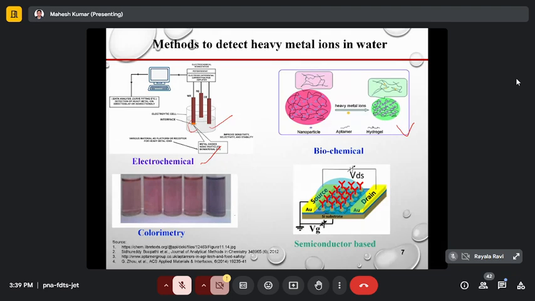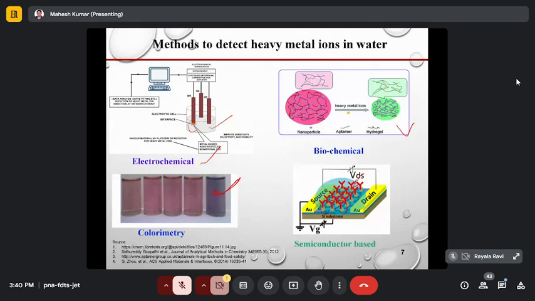The third one is colorimetry. If you mix some chemicals, you can see how much the color changes; in this diagram, based on the color, the concentration is very high here and less here. Another option is semiconductor based. We can functionalize the gate area, and when these ions come, we see how the current between source and drain changes.